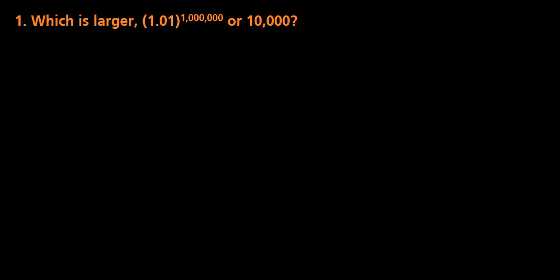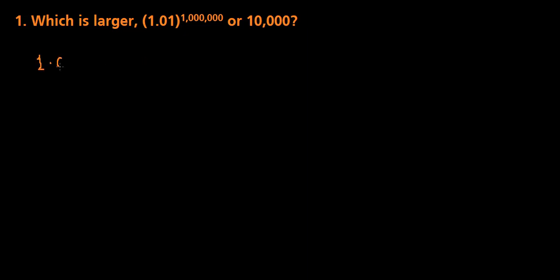So let us begin. This is our first question, which asks: which one is larger, 1.01 raised to the power of a million, or 10,000? Okay, it's a wild guess. We can say that 1.01 is raised to the power of 1 million, which is a very big number, so it might seem that this is a very big one. Let's see. Let's do it with the help of the binomial theorem.